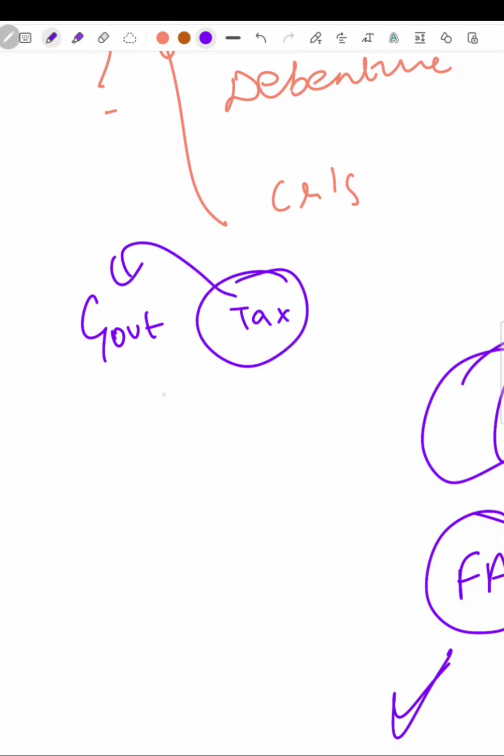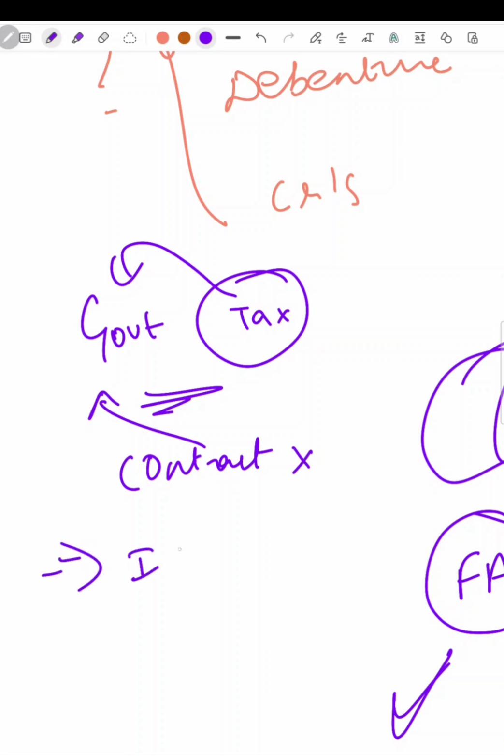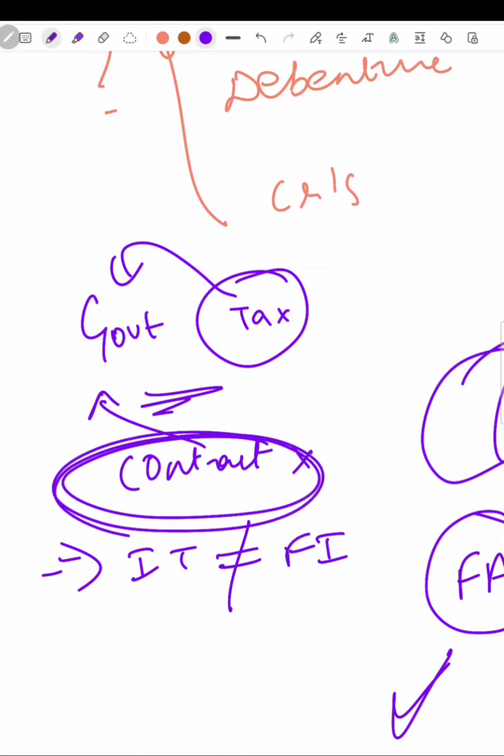Is there any obligation that we have to pay tax? So is there any contract, anything with the government where we pay tax? Is there any contract, any application? So no, there is no contract. So this implies that the income tax that we pay to the government is not a financial instrument. It's not a financial instrument because there is no contract there.